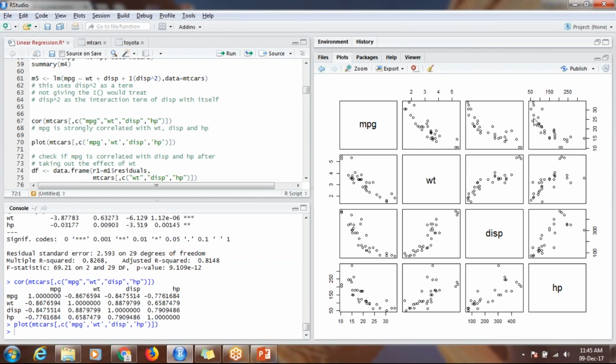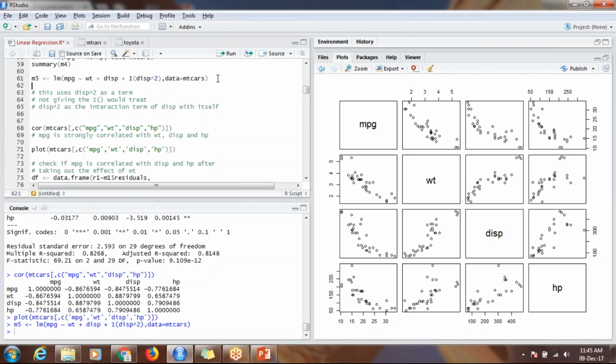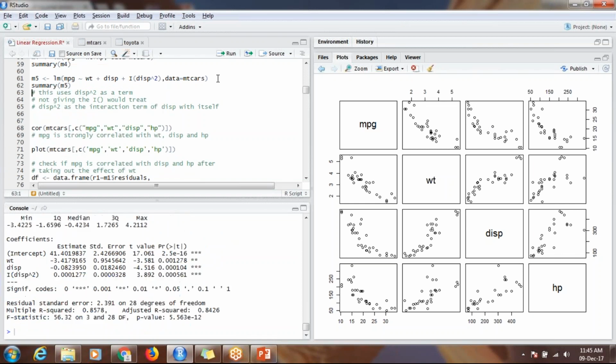So what we can do is try a square transformation on this and then try to understand how the variance is. So let us do that and try to see what the summary of it is. So now see, it becomes more impactful.